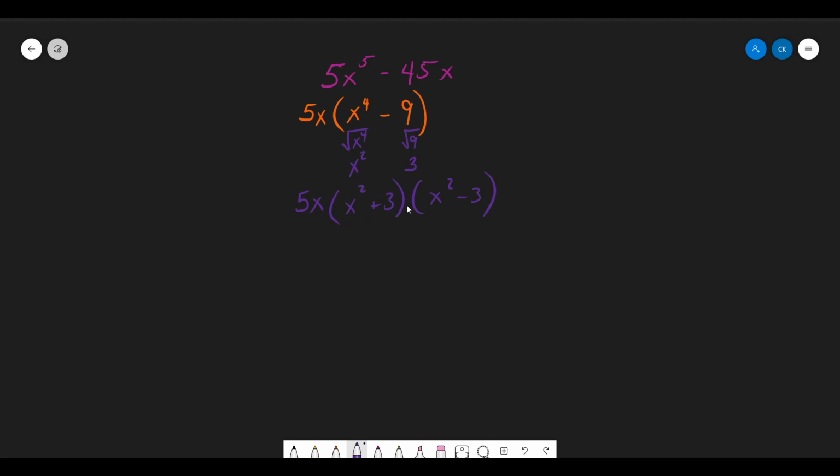No, because we know that a binomial has to have a negative part, and none of these are negative. Then I look here and I say, well, could this be factored again? It does have a negative, but the first term is a perfect square. 3 is not a perfect square. So this can't be factored again by difference of squares. So I would just leave it. So this would be my final answer.